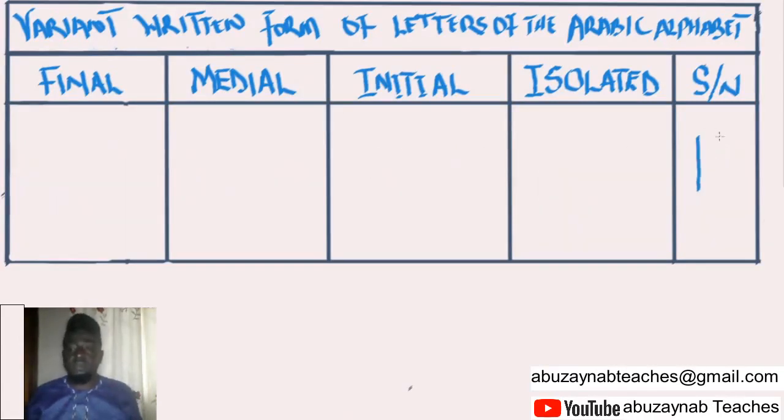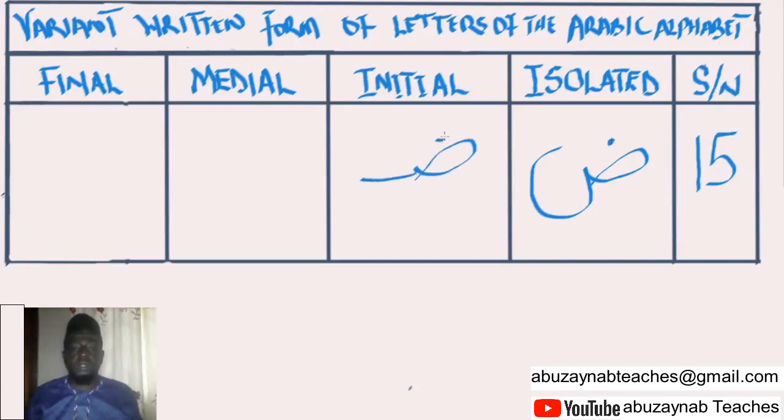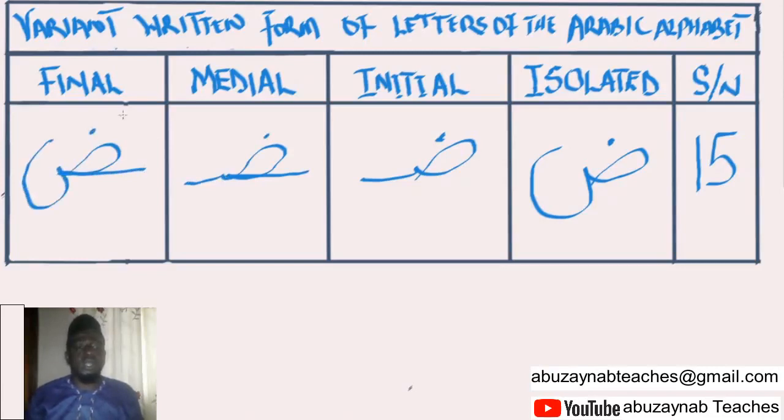The 15th letter of the Arabic alphabet in focus is Dod, and this is how the isolated form is written. The initial form of letter Dod is written this way. The medial form of letter Dod is written this way. And the final form of letter Dod is written this way. Dod can be joined to a succeeding letter, preceding and succeeding letter in case of medial form, and preceding letter in case of the final form.